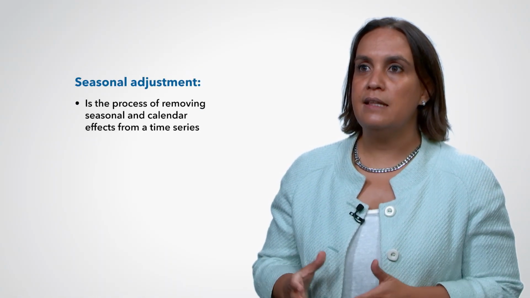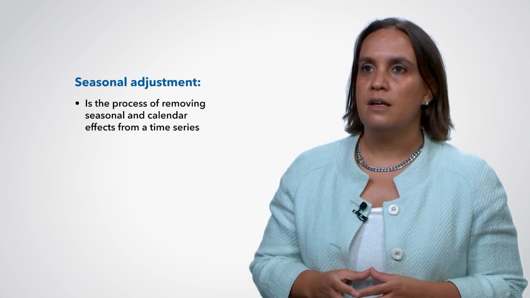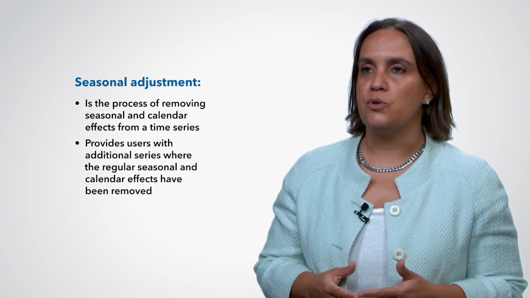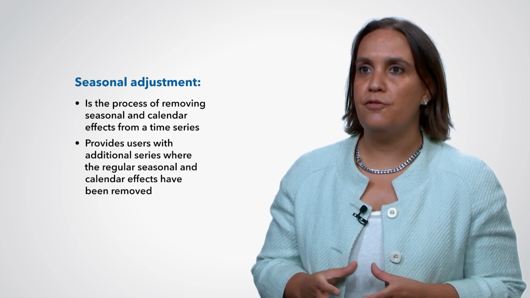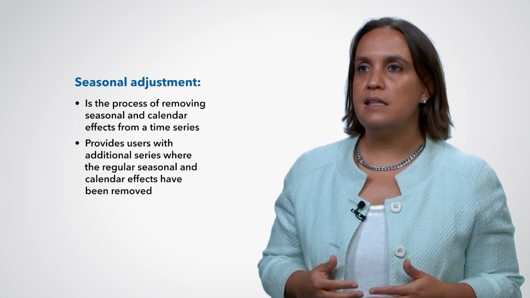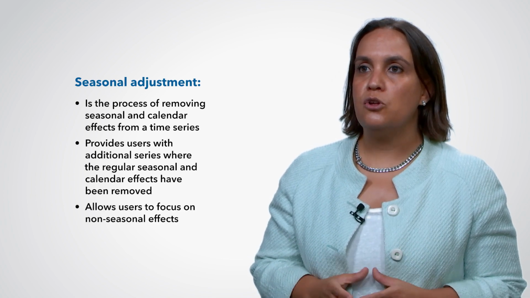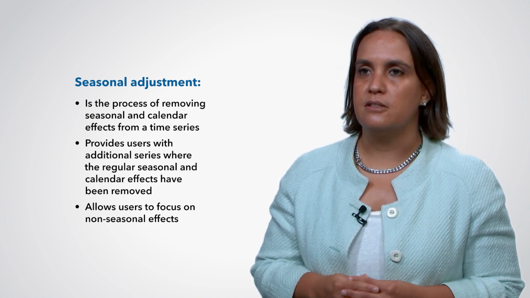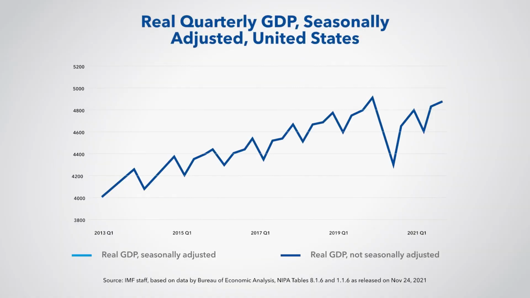Seasonal adjustment is the process of removing seasonal and calendar effects from a time series. The purpose of seasonal adjustment is to provide users with additional series where the regular seasonal and calendar effects have been removed. This allows the user to focus on the non-seasonal effects that are of more interest to policymakers and analysts. In the chart, we see that the seasonally adjusted real GDP series does not exhibit the regular first quarter decline that appeared each year in the unadjusted series.